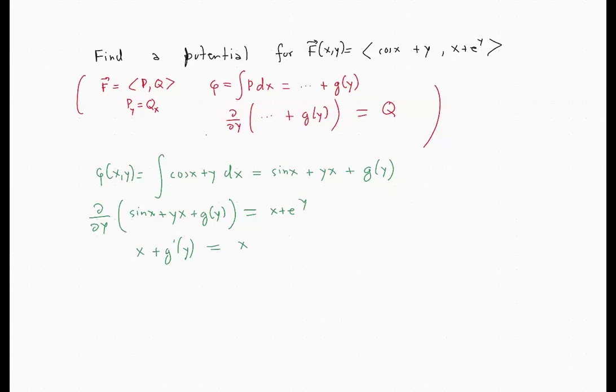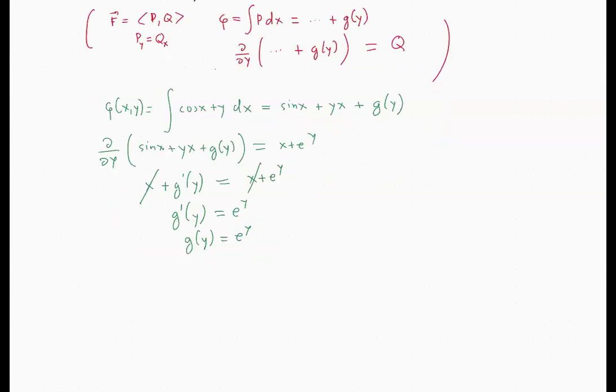which means that g prime of y should be equal to e to the y, and g of y can be chosen to be e to the y. You could add any constant you like here, but the bottom line is that the following potential works out. We can always verify it, but it's quite simple to see that this simply works out, in the sense that its gradient is equal to the vector field that was given to us in the beginning.